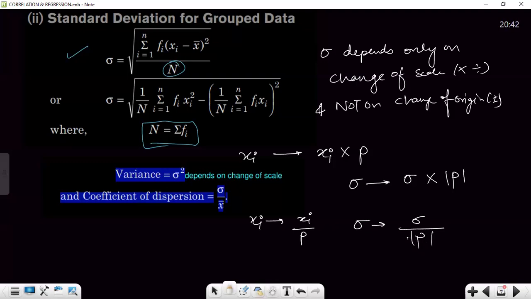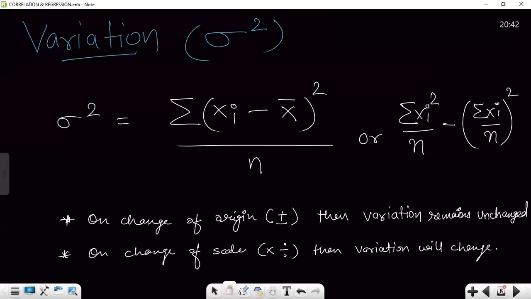So this is about the variation or variance. Sorry, I mispronounced it as variation. It's actually the variance. Variation is the measure of variation, not this. Variance.